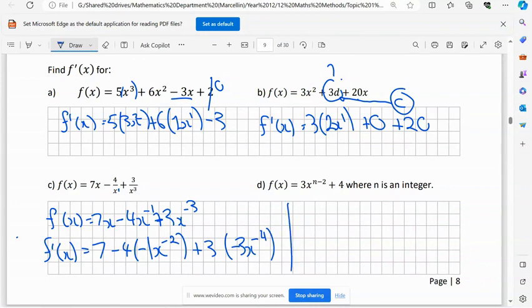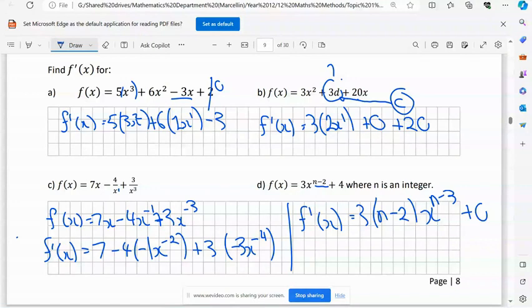And the last one over here looks a bit different, but let's just follow the rules. So f dash x, keep the 3 out the front. So the rule is you put the power out the front. Then you subtract 1 from it. So if you've got n take 2, if you subtract 1, it becomes n take 3. There's a constant at the back, so it would be 0. You can just leave that alone. That's kind of factorized. Happy to leave it like that.